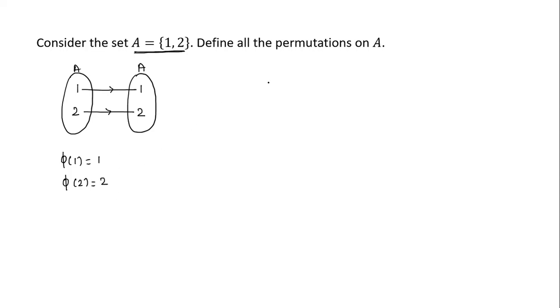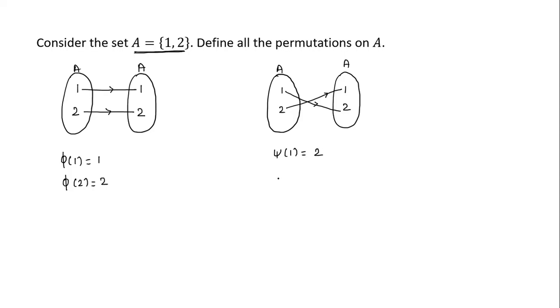Now let me find another way to define a permutation on the set A itself. Let me again write the elements of the domain and codomain. Earlier I mapped 1 to 1 itself and 2 to 2 itself. Now let me map 1 to 2 and 2 to 1. So now I have another mapping, say psi, where psi of 1 is equal to 2 and psi of 2 is equal to 1.